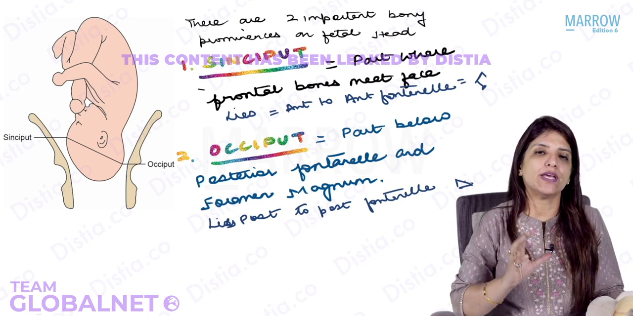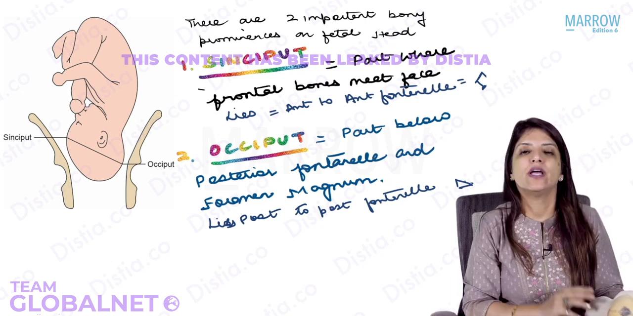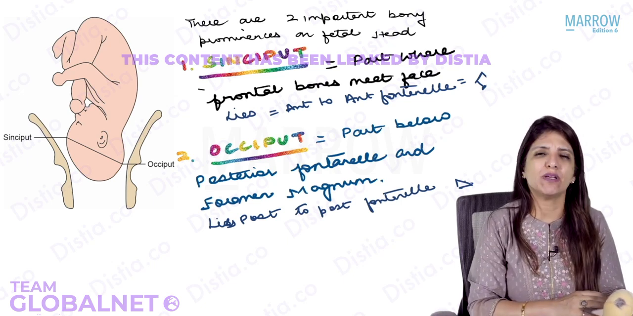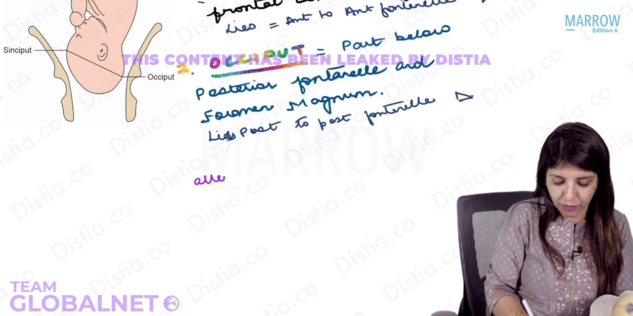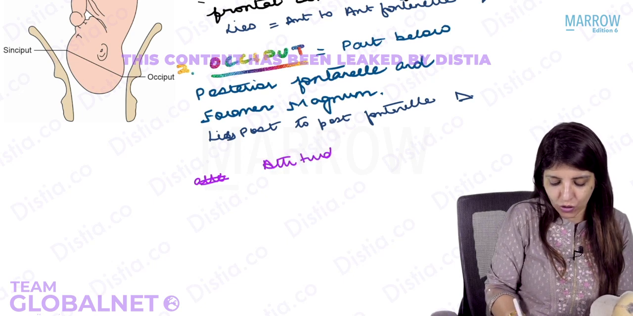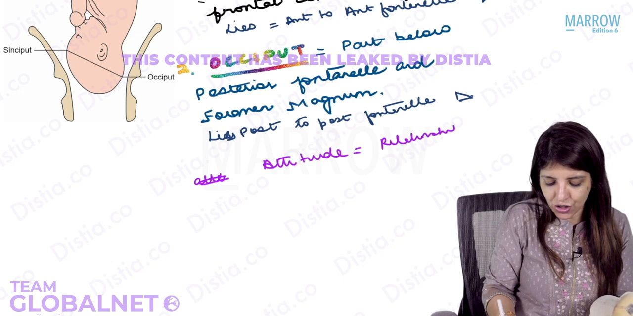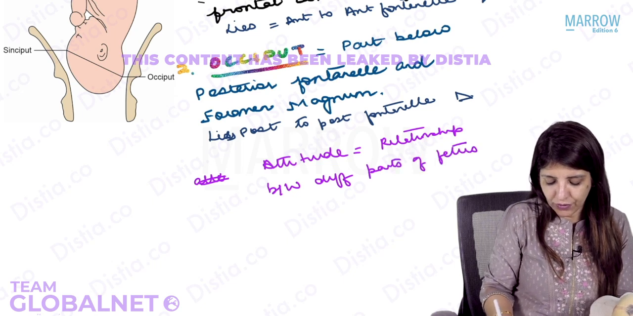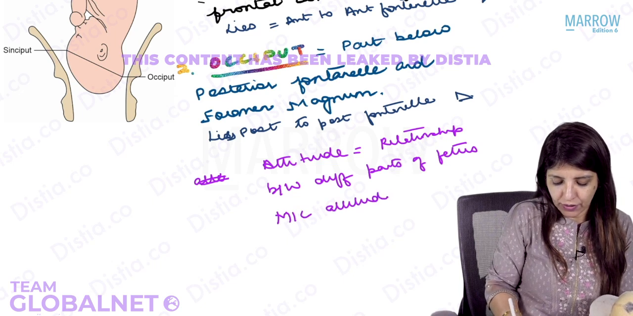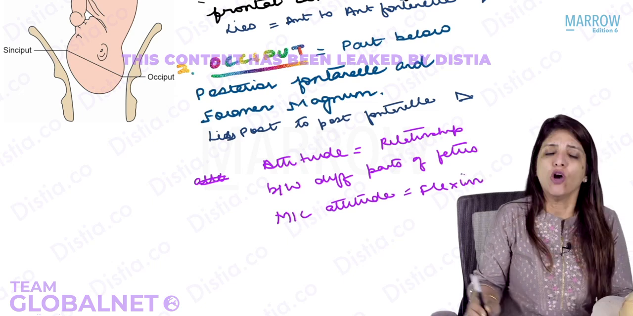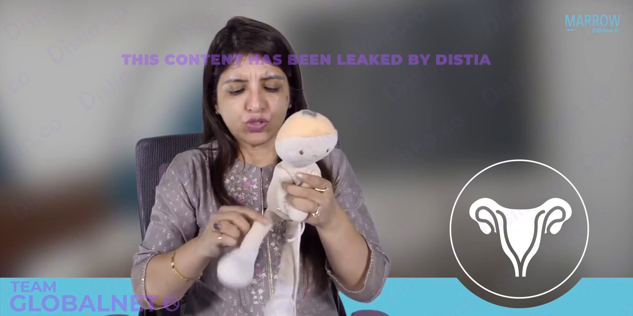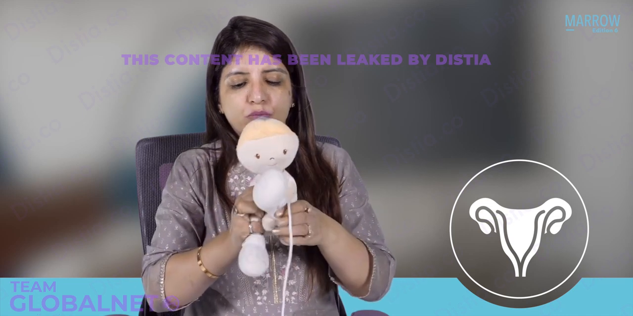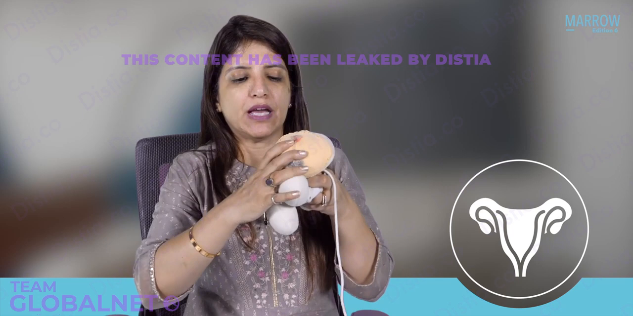So now, how is the fourth Leopold maneuver going to tell you about the attitude of the baby? First, tell me, what is the attitude of the baby? Attitude is the relationship between different parts of the fetus, right? And the most common attitude is that of flexion. So mostly all the parts of the fetus are flexed. The head of the baby is flexed, the hands of the baby are flexed, and the legs of the baby are also flexed, right? So this is the most common attitude. All parts of the baby are flexed.